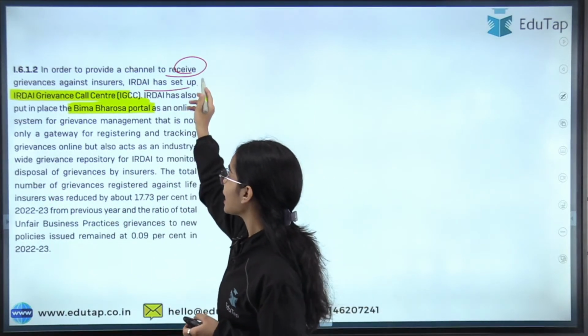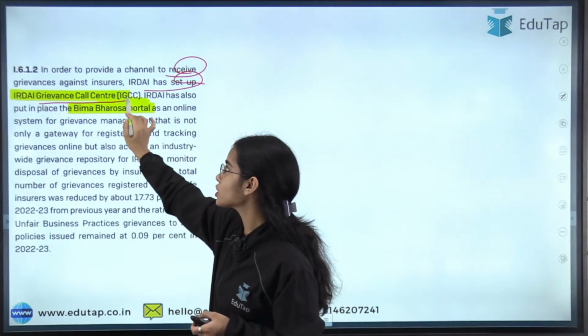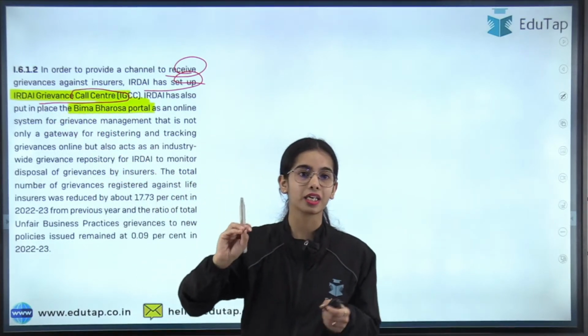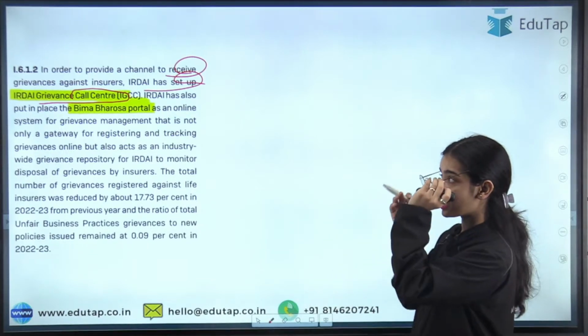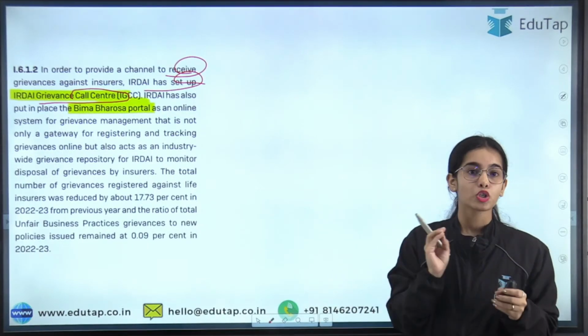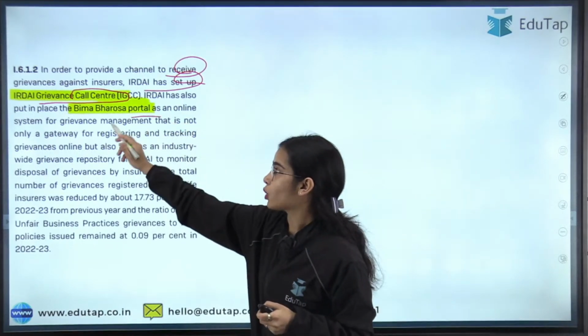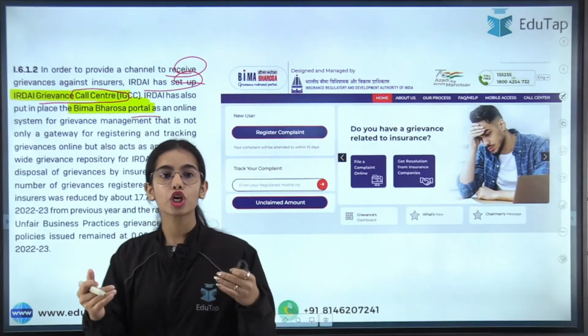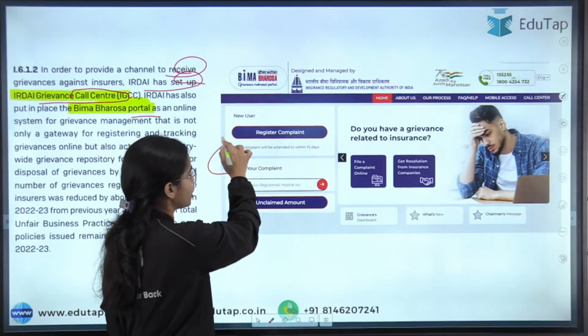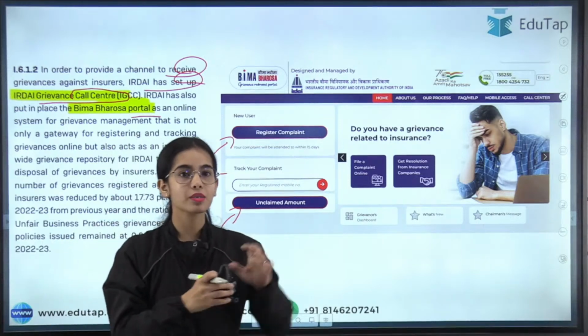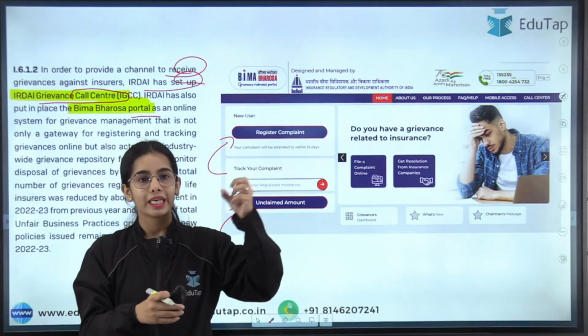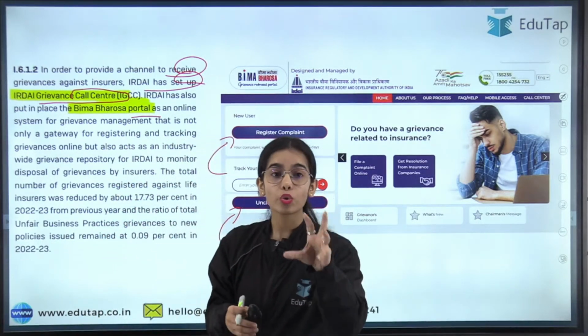Next one is that, in order to provide a channel to receive grievances against insurer companies, IRDAI has set up the IRDAI Grievance Call Center. There is also the Bima Bharosa Portal, launched by the IRDAI, through which you can register your complaints and demand your unclaimed amount.